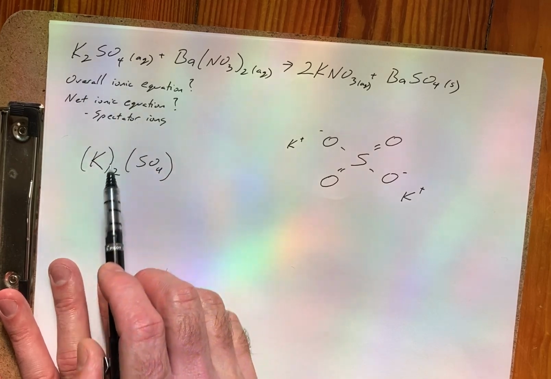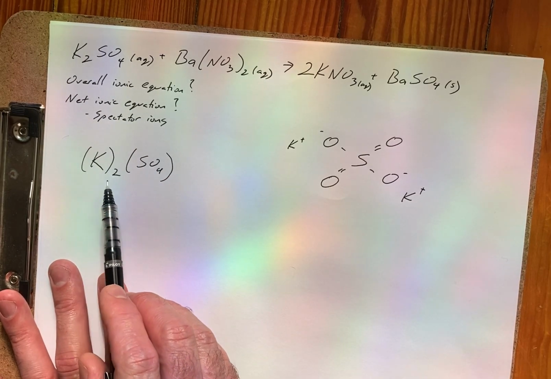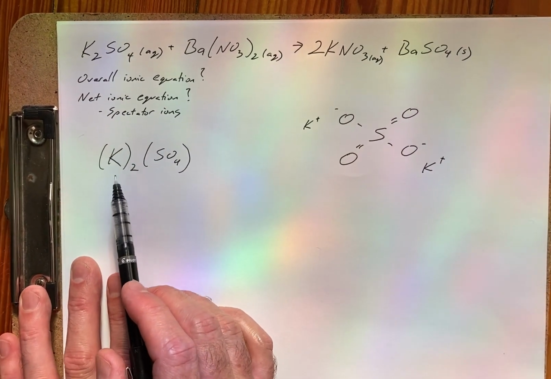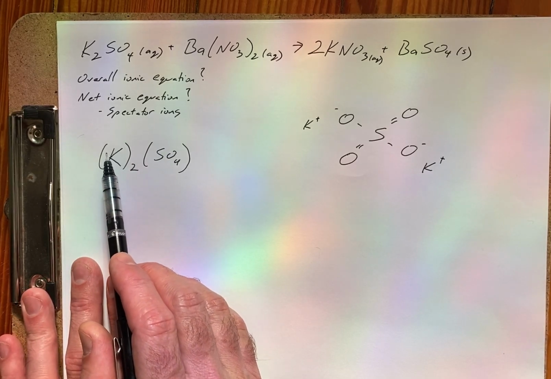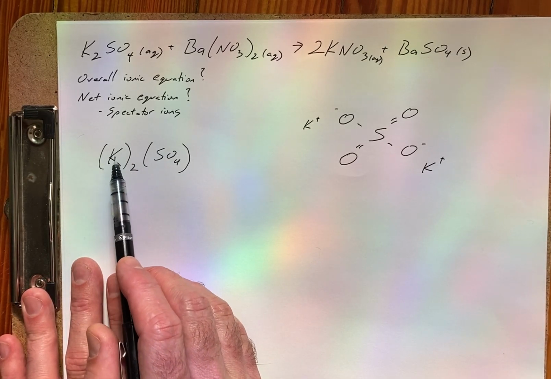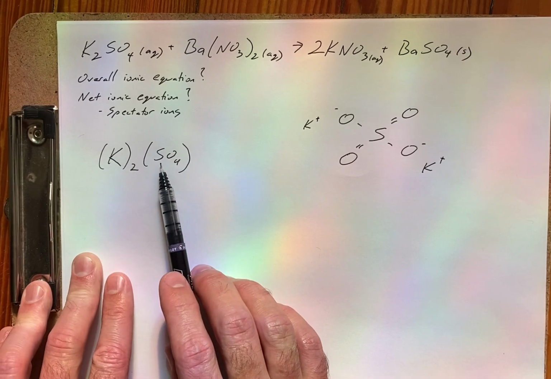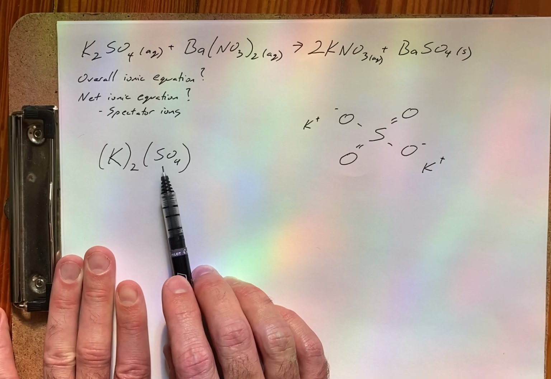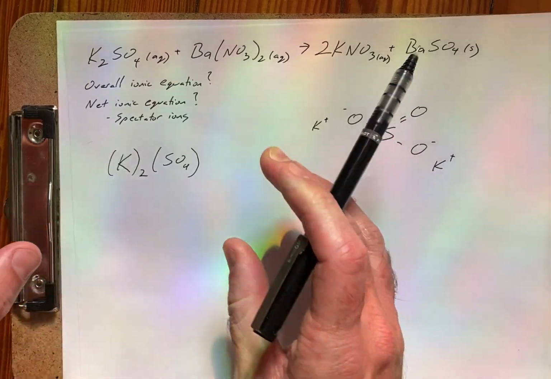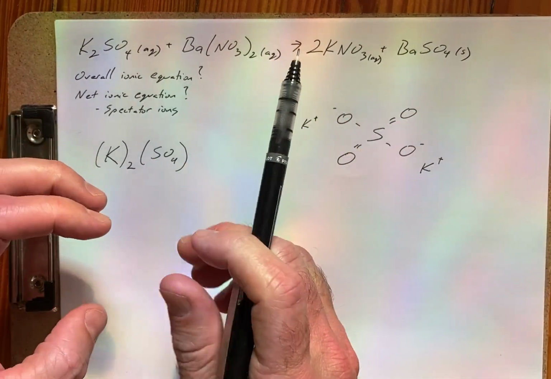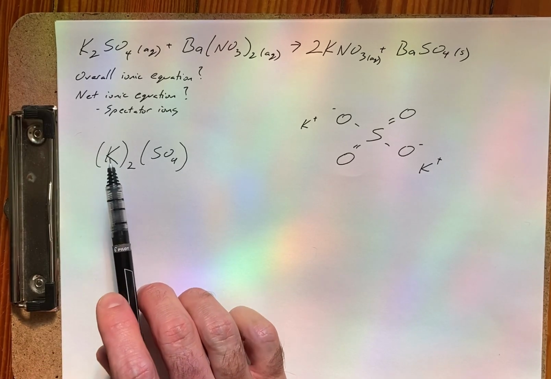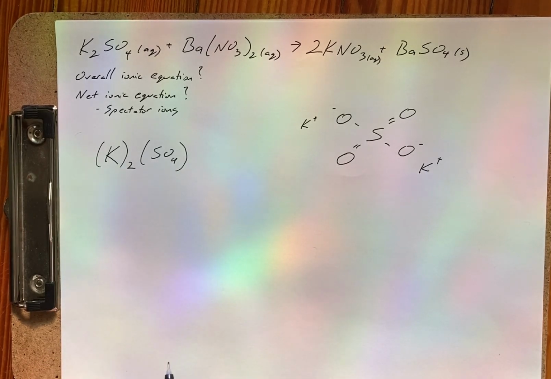So in the case of K2SO4, there's two parts that I'm trying to make more clear by the use of these parentheses. You have two potassium ions, indicated by the 2, and you have one sulfate polyatomic ion. And they are essentially magnetically attracted to each other because your potassiums have a positive charge, your sulfates have a negative charge.